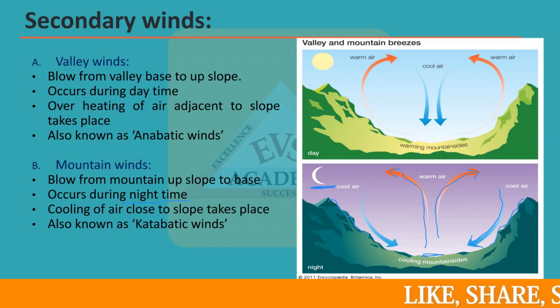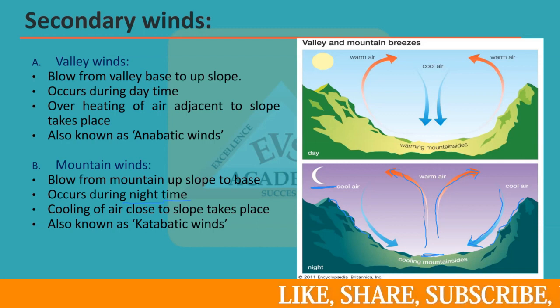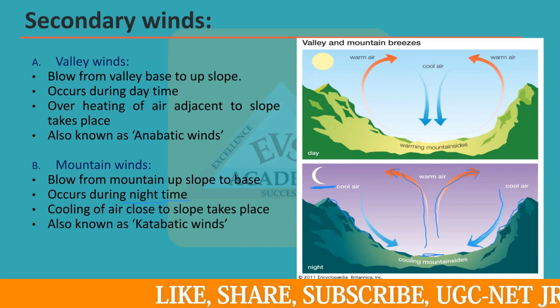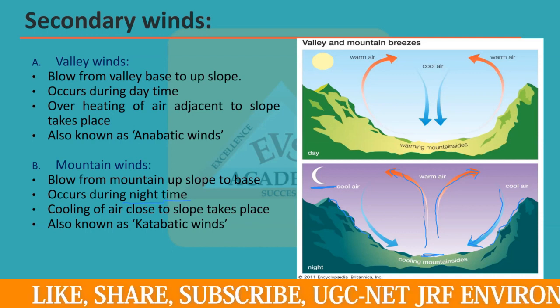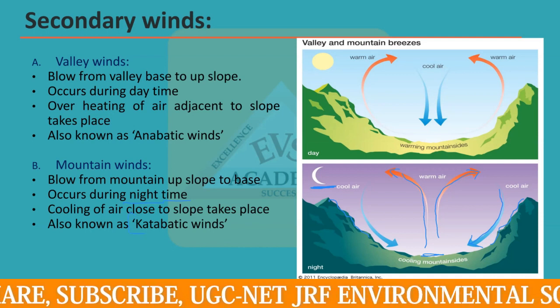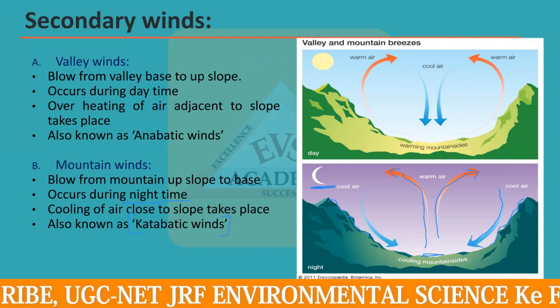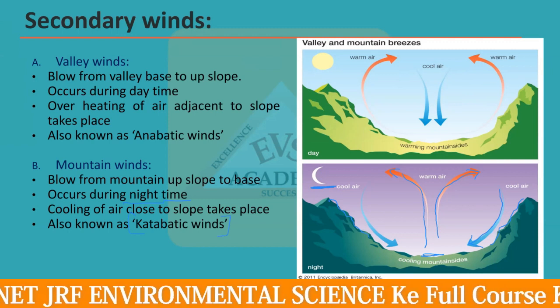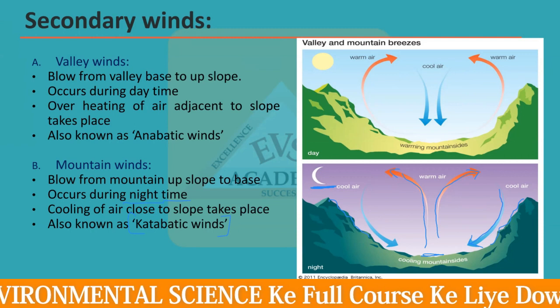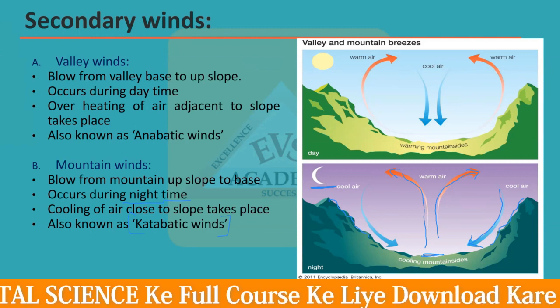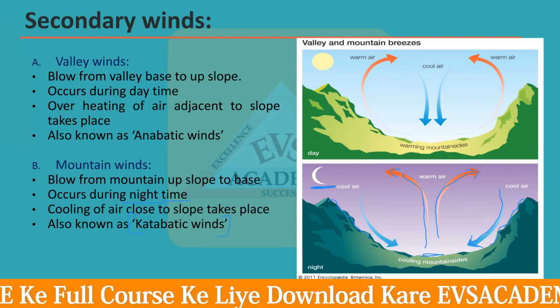Cooling of air close to the slope takes place in this particular phenomenon, and this is the opposite of the anabatic wind. So this is called the katabatic wind. Mountain winds are also called katabatic winds or katabatic breeze, or mountain breeze, you can say.